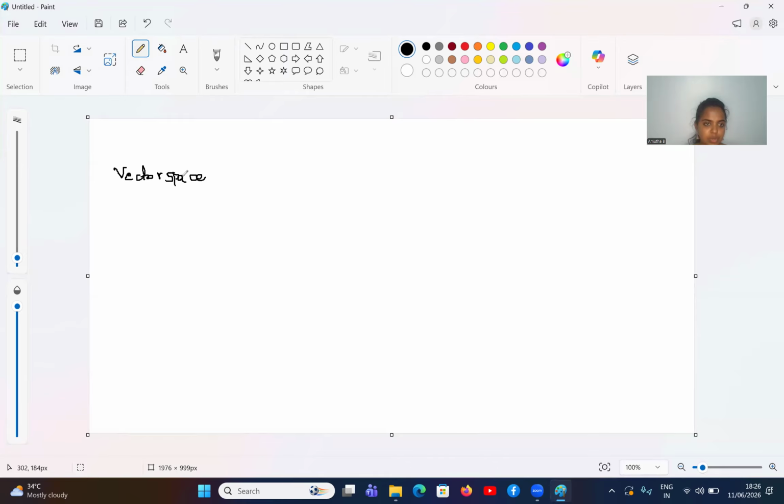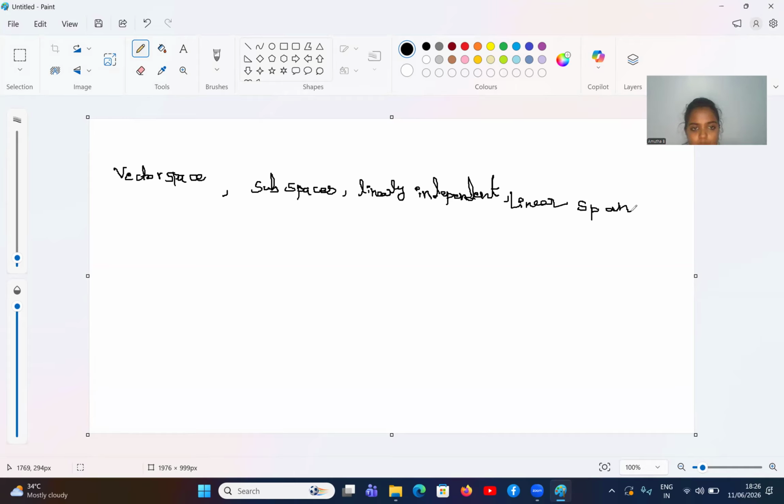And next, you should know about the subspaces. And next, linearly independent. And next is a linear span. Linear span. If you know about these four concepts, you can clearly go to the concepts of linear transformation.